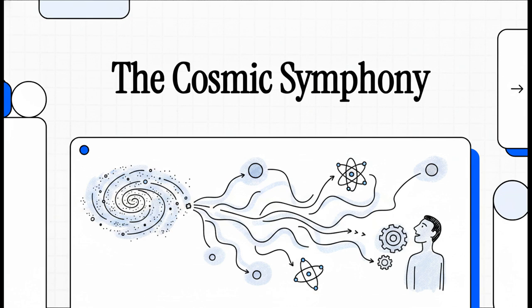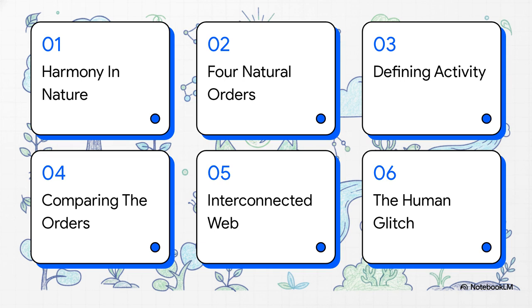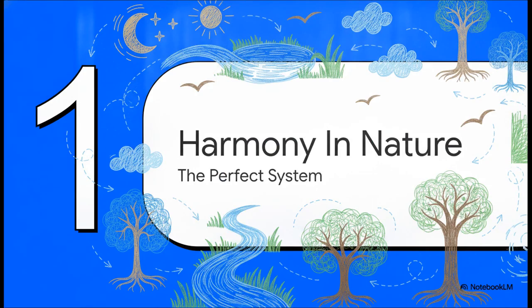you are absolutely in the right place. Here's a quick roadmap for our journey today. We're going to hit 6 key stops. 1. Harmony in nature. 2. The 4 natural orders. 3. Defining natural activity. 4. Comparing the orders. 5. The interconnected web. And finally, 6. The human glitch.